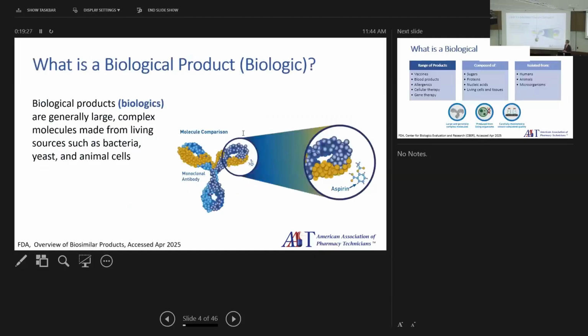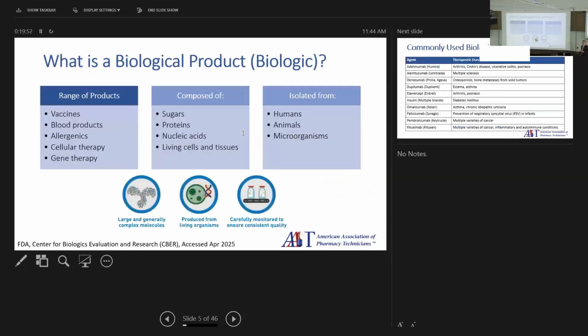One other thing I wanted to point out is you can see how much larger these biologics are compared to a typical medication. So we see this large monoclonal antibody. It's a biologic medication. Compare that to the small aspirin molecule, which is just next to that biologic medicine. So these are much larger, more complex medications compared to typical medications that we're used to dispensing.